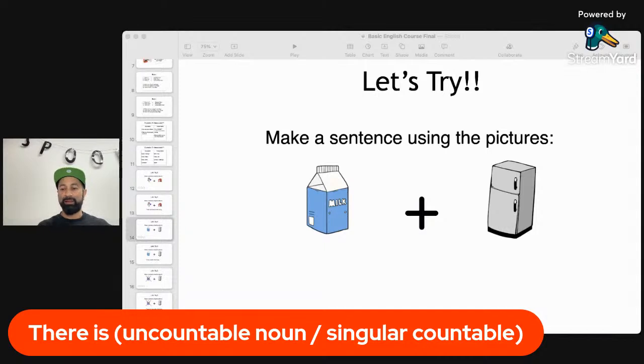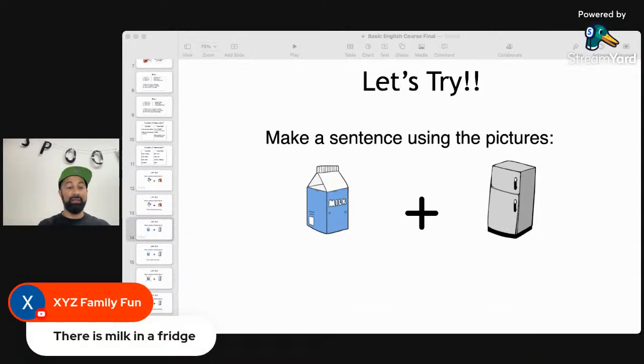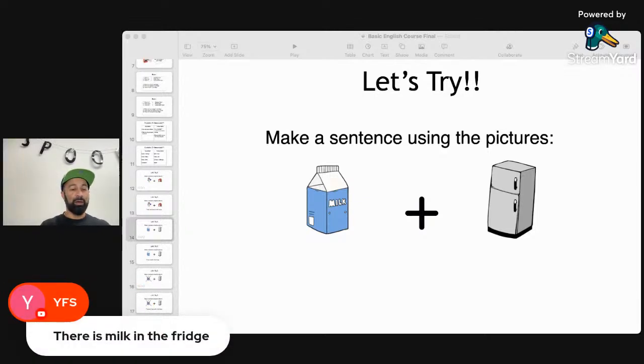All right, so we've got some answers here. XYZ says there is milk in a fridge. All right, good, good. At YFS, there is milk in the fridge. Yeah, I like here the instead of a because it's decided. There's only one fridge. So remember, a and the, we choose them depending on the listener's point of view. So I am listening. Now I'm looking at the fridge. So I know the fridge we are talking about. So if the listener knows the noun, then please use the. So there's milk in the fridge.